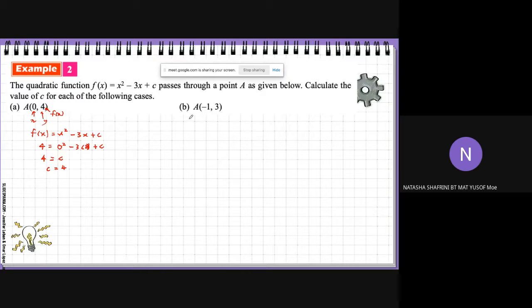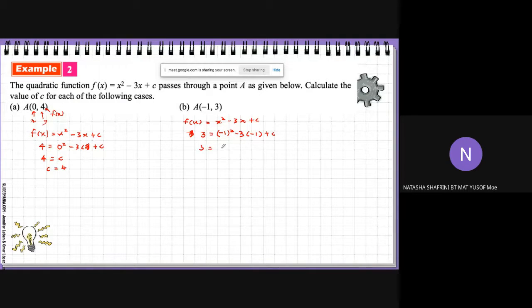Okay, this one. Kita punya function is f(x) equal to x square minus 3x plus c. What is the value of f(x)? Okay, 3. X is equal to negative 1. Put bracket: negative 1 square minus 3 times negative 1 plus c. So here equal to 3.